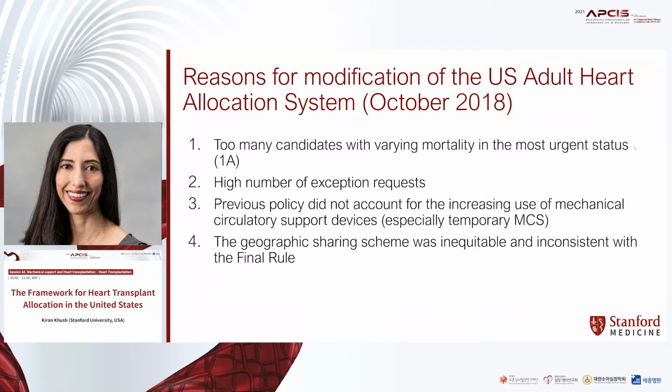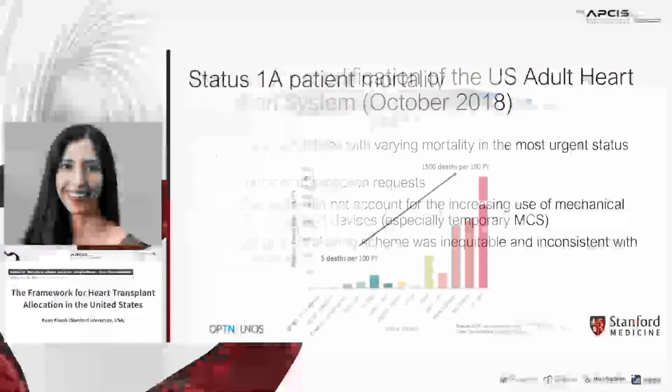So the reasons why we had to modify the prior US donor heart allocation system were that too many candidates with varying levels of severity were lumped together in the most urgent status, which was status 1A. There were a very high number of exception requests. The previous policy did not account for the increasing use of mechanical support devices, particularly temporary mechanical support, and the geographic sharing scheme was felt to be inequitable and inconsistent with the Final Rule.